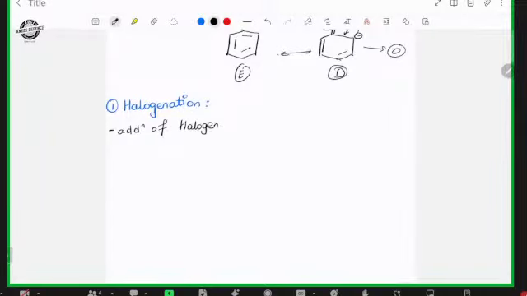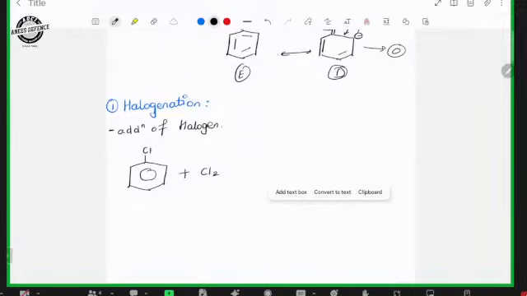Okay. So you take a chlorobenzene. Now we are doing a halogenation reaction. So you're adding chlorine. You're chlorinating it. So you just can't write Cl. You have to write Cl2, because chlorine exists in a diatomic state.